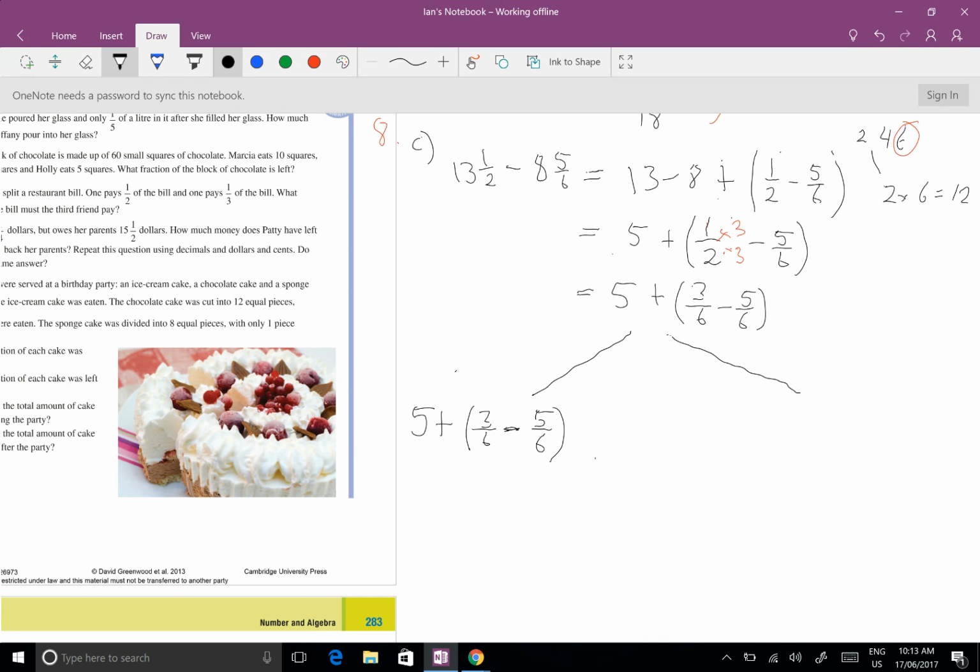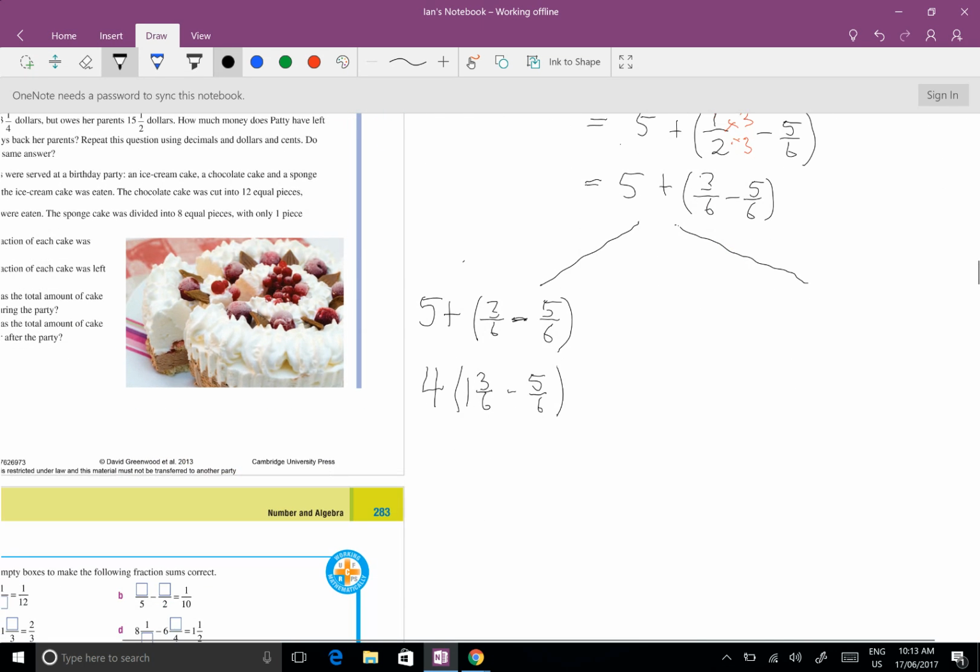Now I can't go 3 minus 5. It's smaller. So I'm going to take a whole off that and give a whole to here. 1 and 3, 6. It's like the borrow and payback method that you learn. In fact, it is the borrow and payback method, but it's another story.